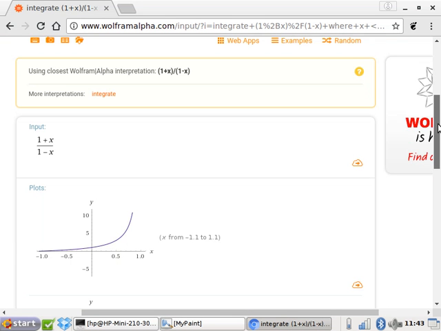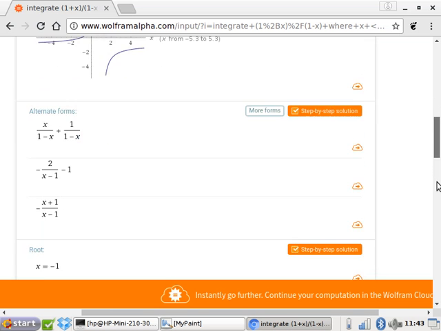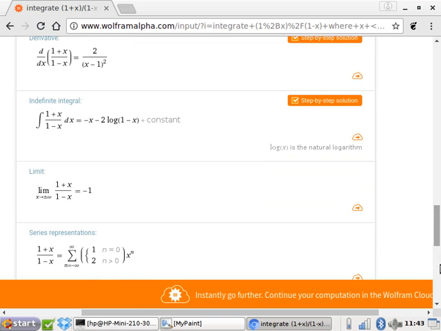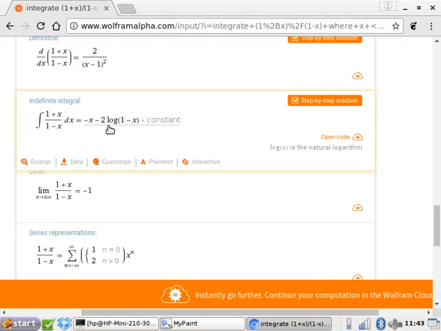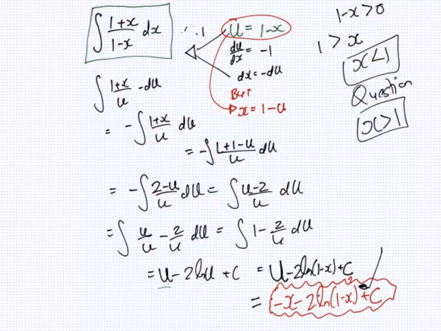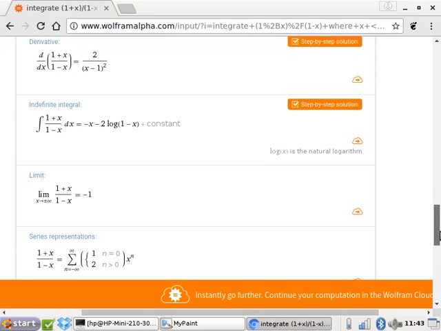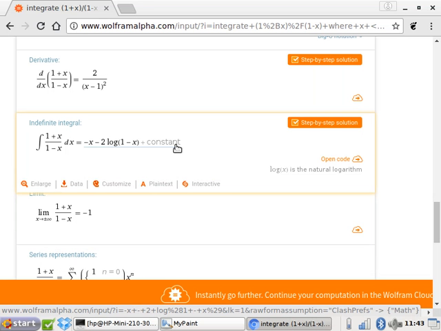Okay. Hold on. Where's the integrate? Did I not understand my x? Yeah. Minus x minus 2 log 1 minus x plus constant. Boom. It is a nice program. So it's right. Grand, we're happy with that.